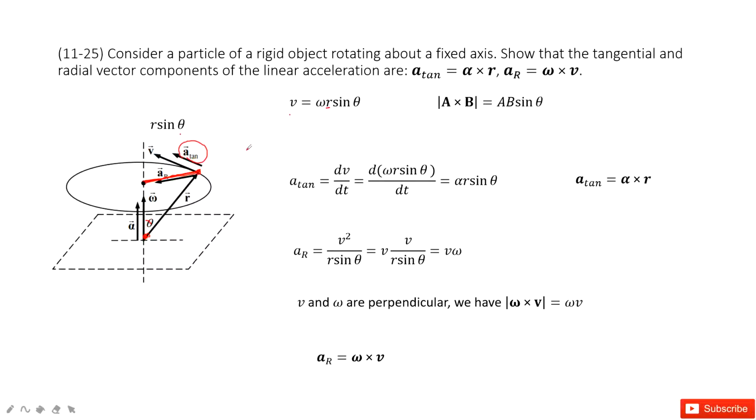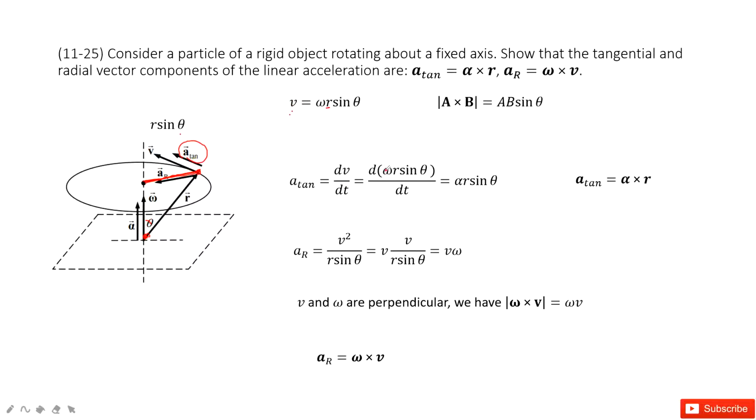Now we first find the acceleration in the tangent direction. This is a linear acceleration, right? So we use dv/dt, the derivative of v with respect to t. This is what we learned in chapter 3. Now we put v inside.